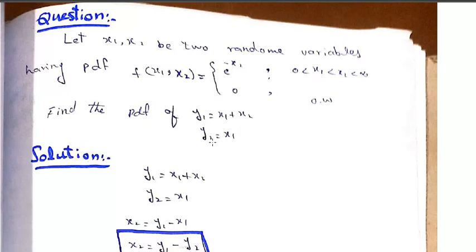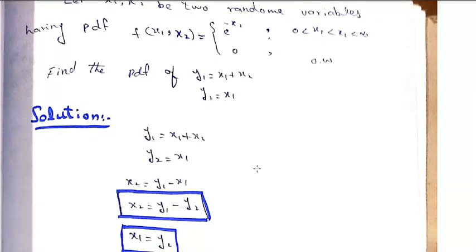Here the problem is that the original function is in x1 and x2, and I want to convert it into a function of y1 and y2. The first step of this transformation question is to convert x into y. Now the two variables are y1 equal to x1 plus x2 and y2 equal to x1. First we find the values of x1 and x2.